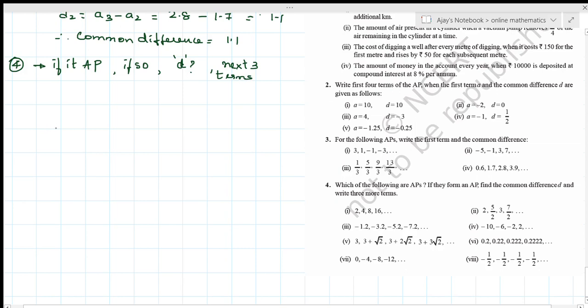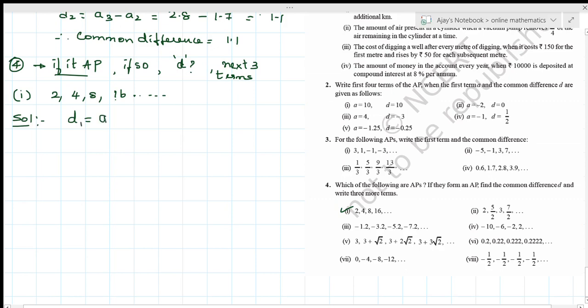This is my question. The first question reads, Roman numeral 1 of 4, that is 2, 4, 8, 16, and so on. You can just see it over here. First I'll check whether it is an AP or not. To check whether it is an AP or not, I have to find the common difference. We already studied this in the previous video. So for the common difference, we have the d formula.